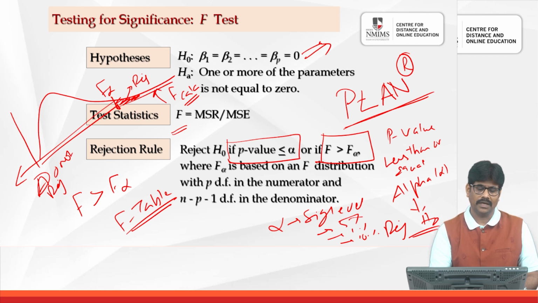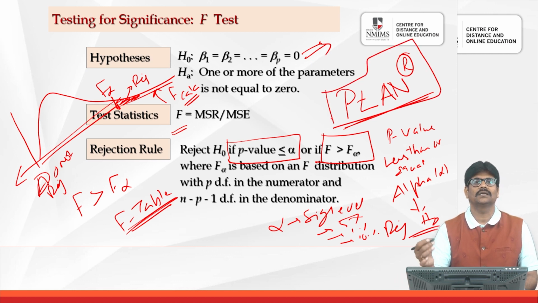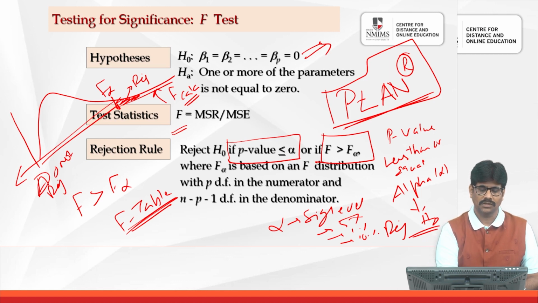In order to calculate this we use what is called the F table. These days we do not really use the F table, since the value is available in Excel, or you can always use the p-value rule: if the p-value is less than or equal to alpha, reject the null hypothesis. But this is also necessary for you to understand. With the F table, you need the numerator degrees of freedom and the denominator degrees of freedom.